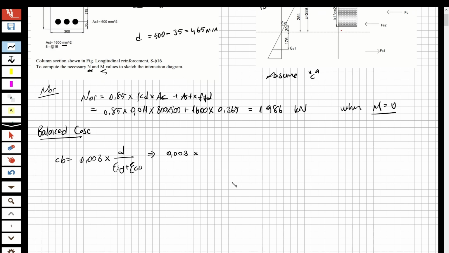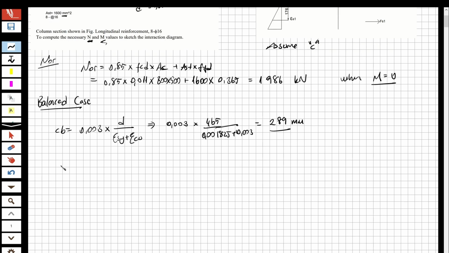So let's apply it: 0.003 multiplied by 465 over 0.001825 plus 0.003, and from this compatibility I'm going to obtain 289 millimeter as the balance neutral axis. So now I'm going to calculate the strains, and then I'm going to calculate the stresses.